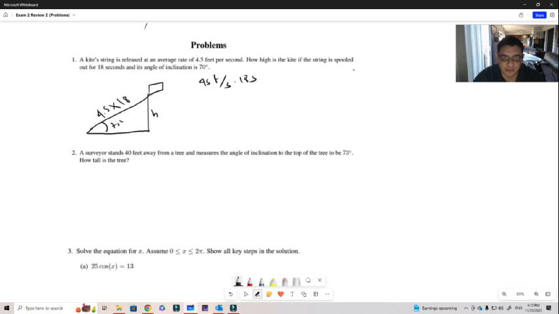So this is going to give me, at the end, 4.5 times 18, and seconds cancels with seconds, so this is going to be feet. And of course that is 81, so we know that this here is going to be 81. We're going to call this D, and D will be 81.